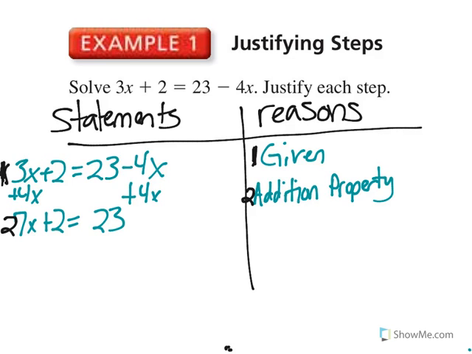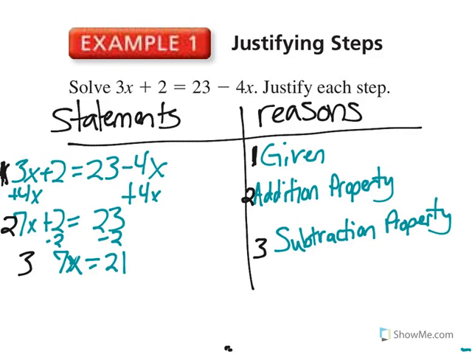So then I still need to combine like terms as well. I need my 2 and my 23 together. So I need to subtract my 2 across. And so when I subtract from both sides, I end up getting 7x is equal to 21. This is my third statement. And then my third reason to get to that step, I had to subtract. So this one would be subtraction property.